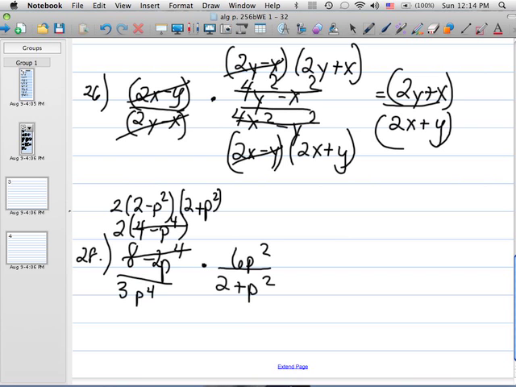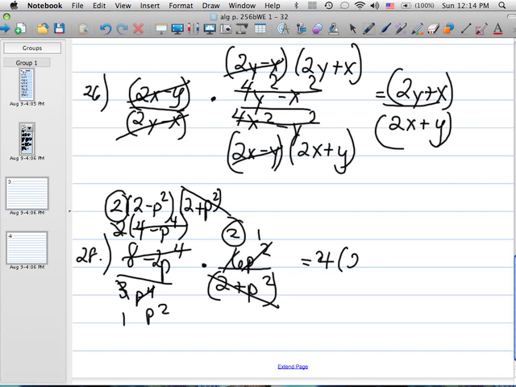And that's about it. If I take the 2 plus p squared on the bottom over here, I can cancel out those two. The 3 cancels with the 6, making a 2. The p squared cancels with p to the fourth, leaving a p squared on the bottom. So on the top we have 2 times this 2 here. So that's going to give us 4 times 2 minus p squared. On the bottom, we just have the p squared left. So there's our answer.